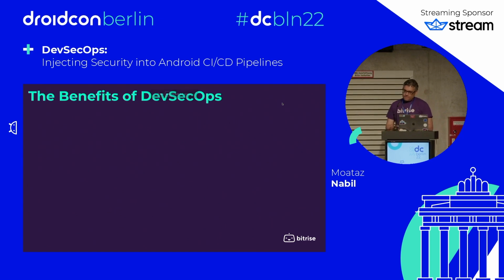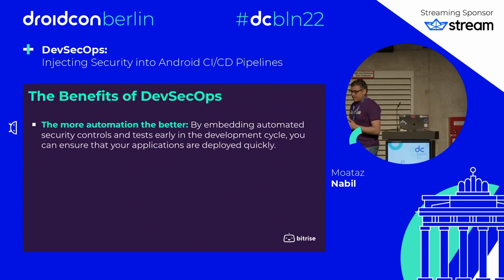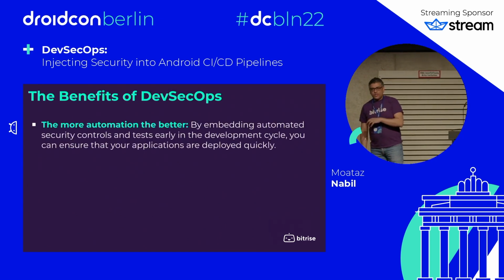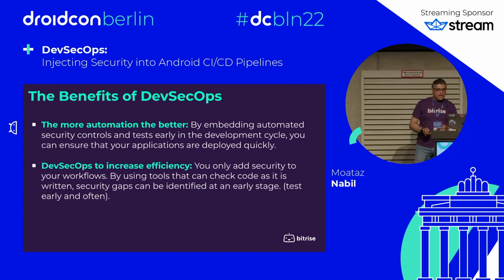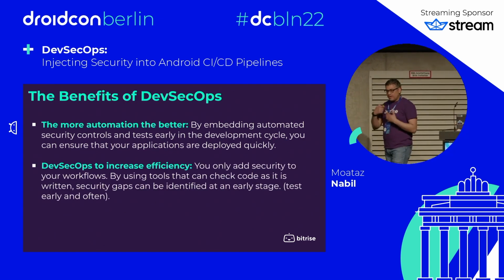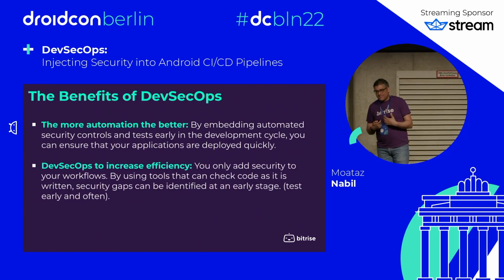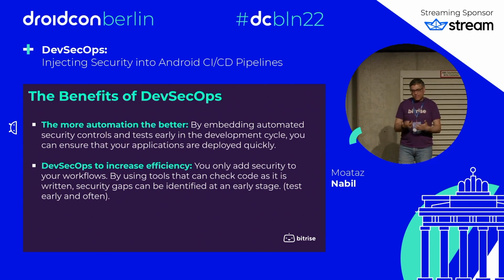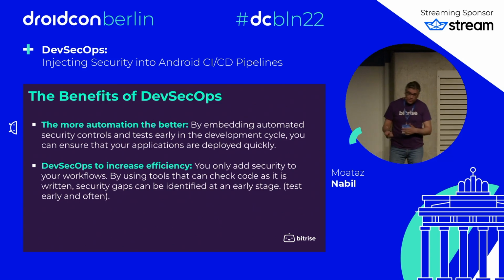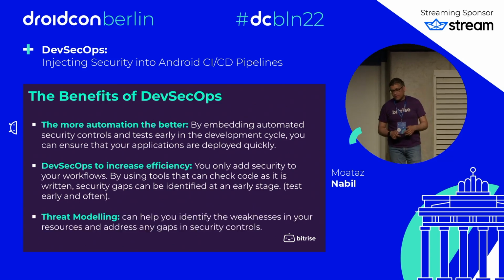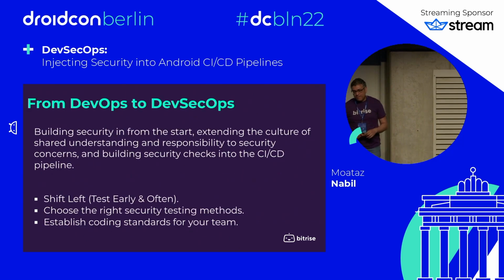So now, the benefit of DevSecOps is that more automation is better. By embedding automation, security controls test for developers, and DevSecOps increases efficiency. Now we know what is inside our application, what the vulnerability or security issue is, we can start investigating or fixing them early, and run the UI test again. It also helps us with threat modeling, to identify the weak areas inside our application.